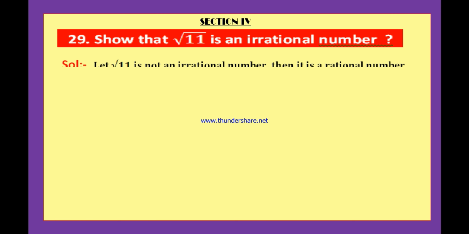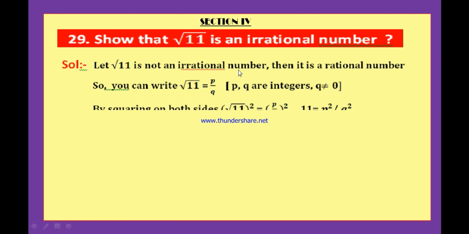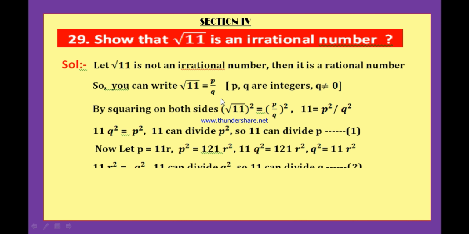Here is the solution. Let us prove that root 11 is an irrational number. In order to prove it, let us follow the proof by contradiction. That is, let us assume that root 11 is not an irrational number. If it is not an irrational number, then it should be a rational number. Since we assume that it is a rational number, we can write it in the form p by q, where p and q are integers and the denominator q should not be equal to 0.